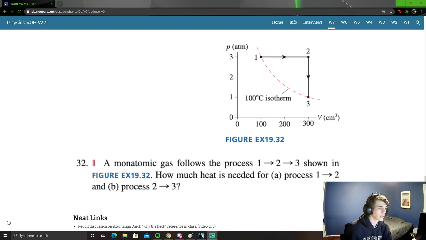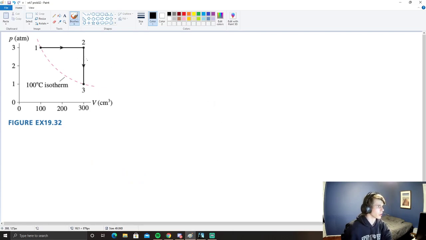A monatomic gas follows the process 1 to 2 and 2 to 3, shown in figure 19.32. How much heat is needed for A, process 1 to 2, and B, process 2 to 3? Alright, let's get into it. So here I have copied the little image here.